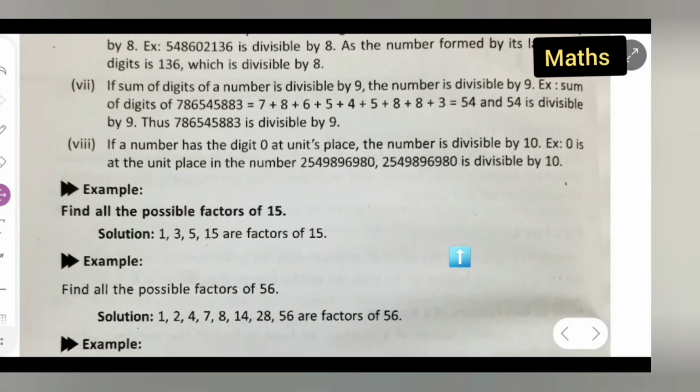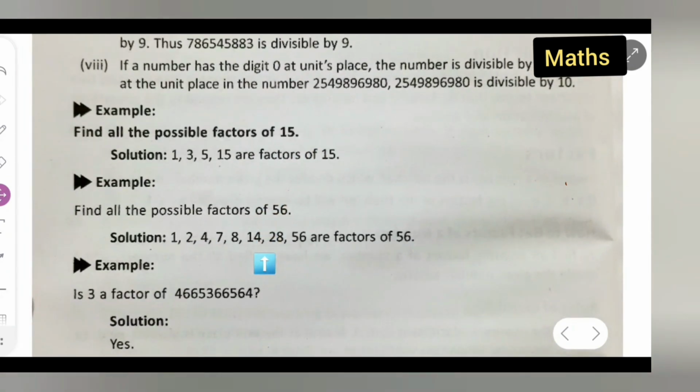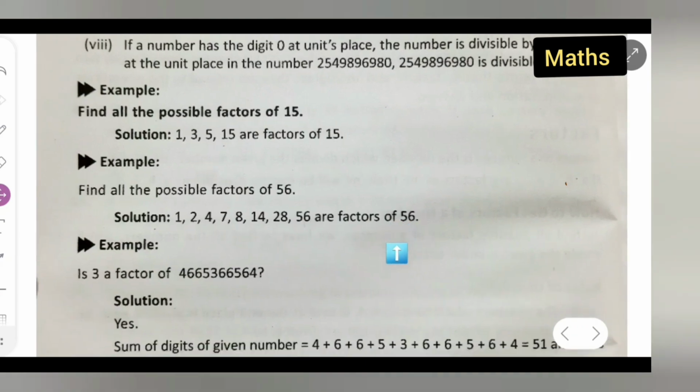So an example is given. Find all the possible factors of 15. So 1, 3. Obviously in the table of 3 you all get 15. In the table of 5 also you all get 15. 15 ones are 15 you all get. So find all the possible factors of 56. So obviously 1, 2, 4. So these are the numbers which you all get. So these are the numbers which are factors of 56.